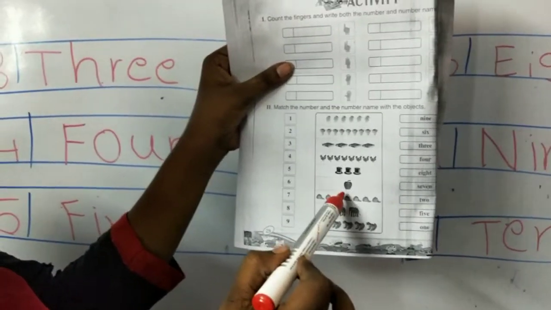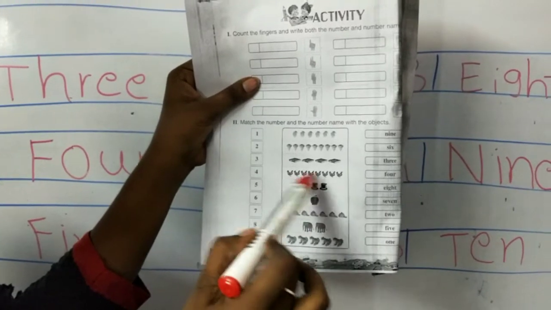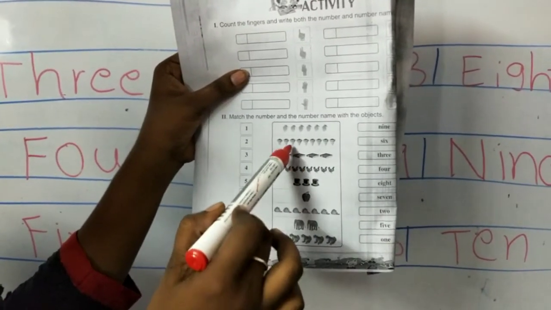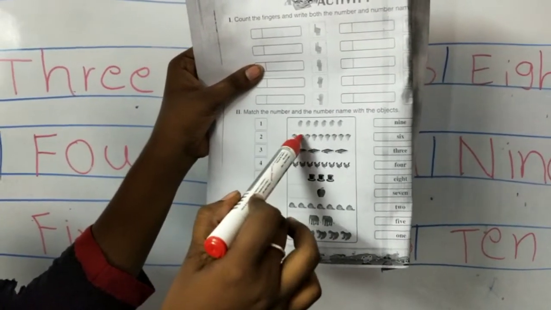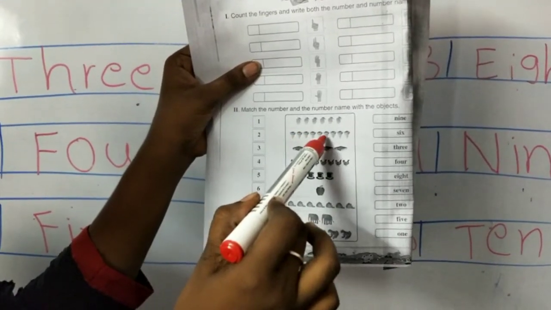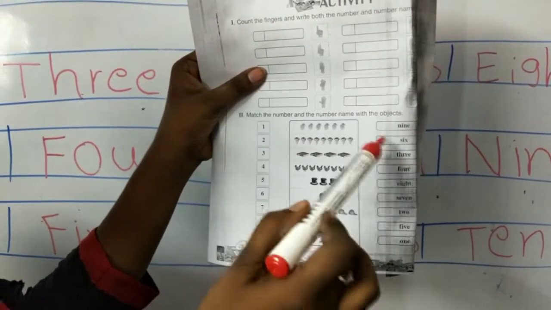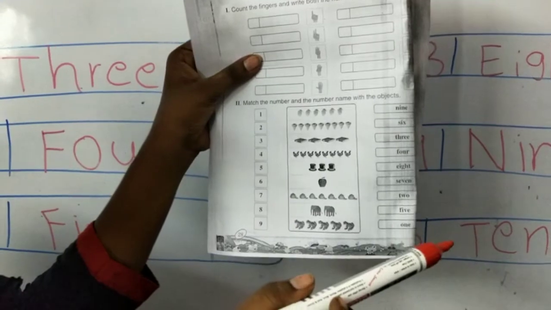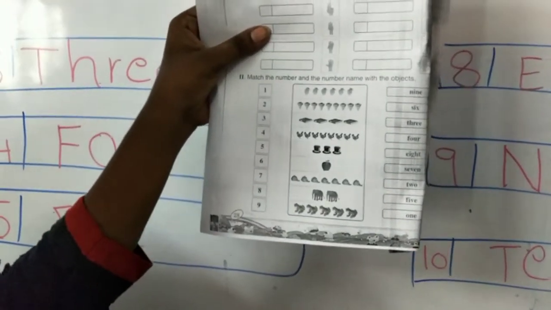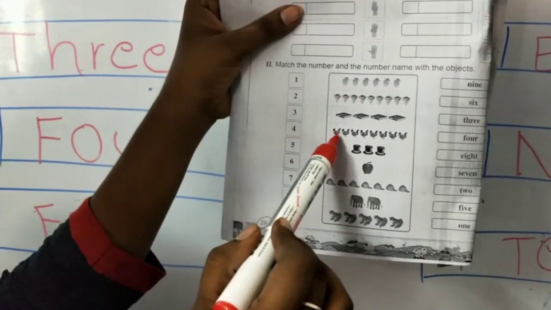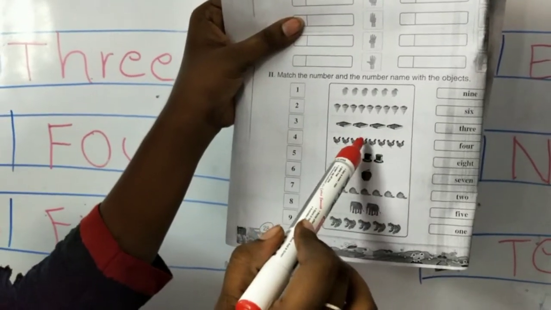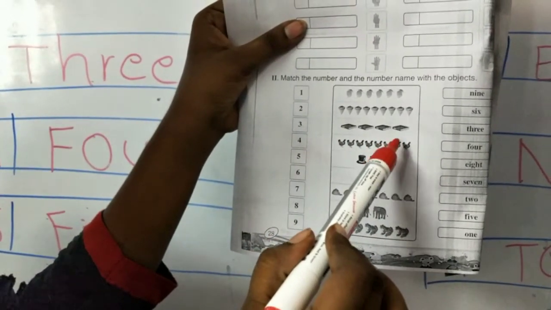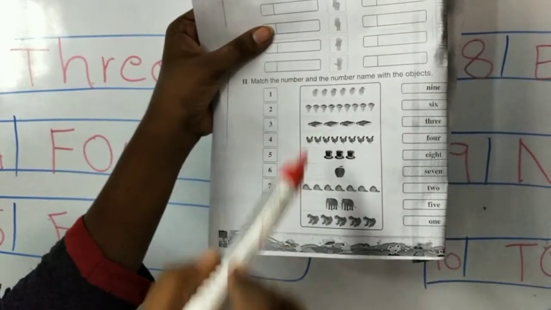8. Is this 8 objects? No. These are 9. 1, 2, 3, 4, 5, 6, 7, 8, 9. Is this 8 objects? No. Where are 8 objects, children? Can you find? I think this. 1, 2, 3, 4, 5, 6, 7, 8. Okay, these are the 8 objects.